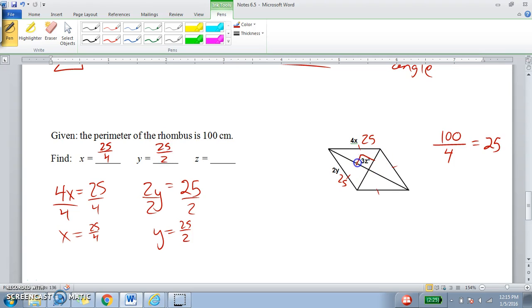Z, right here, we know that since this is a rhombus, it tells us it's a rhombus. We know that the diagonals are perpendicular, so this has to be a 90-degree angle in the middle here. So if 3z equals 90, when I divide by 3, I get that z is 30.